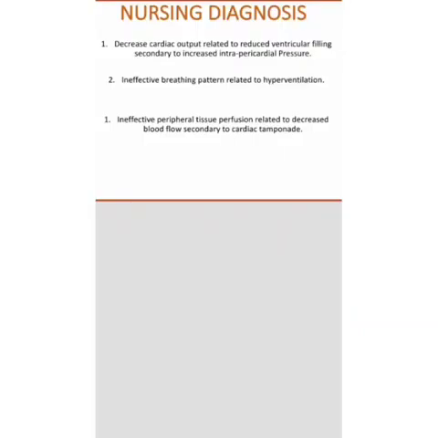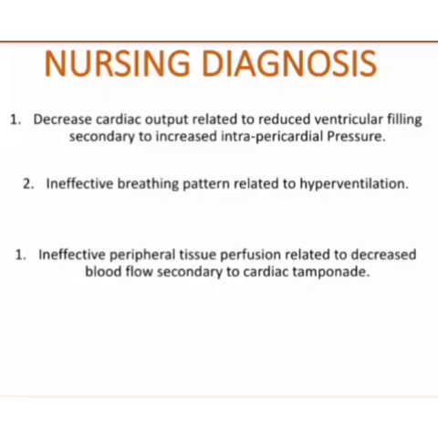Nursing diagnosis. Number 1. Decreased cardiac output related to reduced ventricular filling secondary to increased intrapericardial pressure. Number 2. Ineffective breathing pattern related to hyperventilation. Number 3. Ineffective peripheral tissue perfusion related to decreased blood flow secondary to cardiac tamponade.